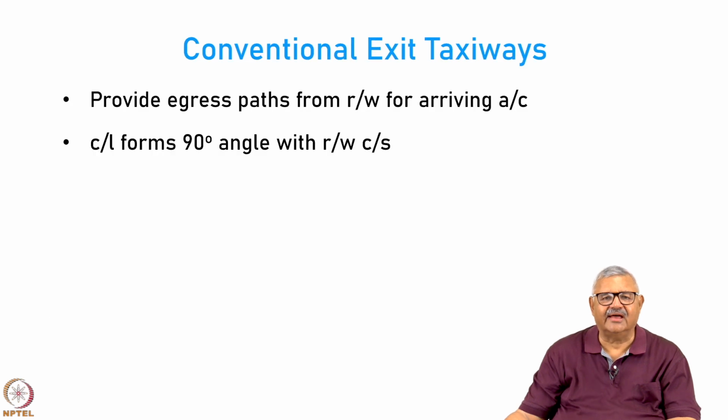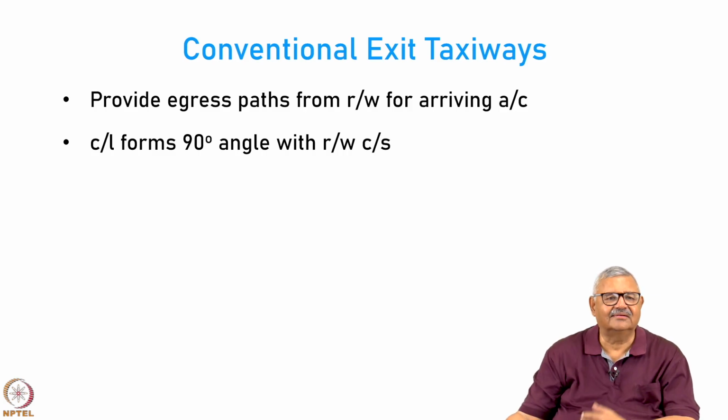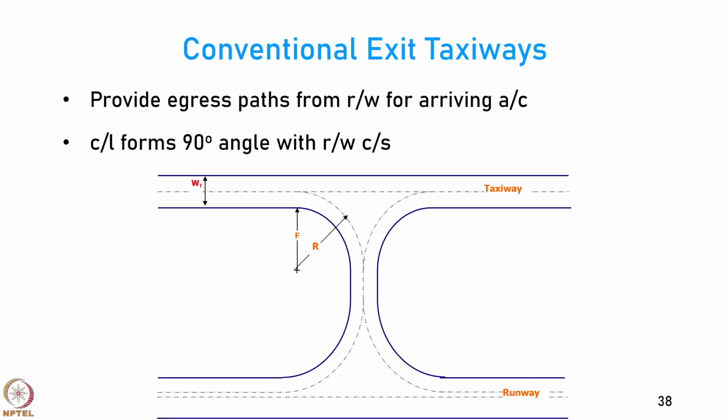In a conventional exit taxiway, you normally egress from the runway for arriving aircraft, and generally the center line of this forms a 90-degree angle with the runway center line. As you can see, you have a taxiway here and you have a runway here. So, these two are parallel and the center line is perpendicular. Now, this can happen only at the end of the runway when the aircraft is very slow, or at the beginning of the runway when the aircraft is coming to the runway from the taxiway.